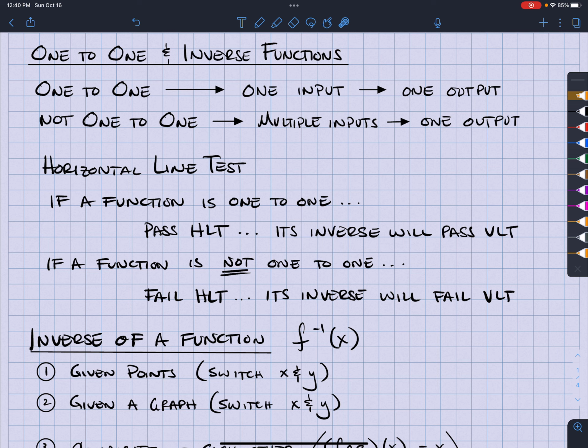If it's not one-to-one, that means the inverse will not be a function, and will fail the vertical line test. So that's what this next line says. If a function is not one-to-one, it fails the horizontal line test. Therefore, its inverse will also fail the vertical line test. So the inverse is no longer a function. I'll show you guys that as we move on so that you can see the difference. Actually, let's talk about inverse first, and then we'll come back to it.